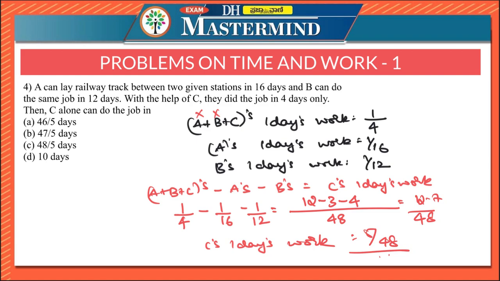So when C can perform 5 by 48 of work in 1 day, then C will take the reciprocal of this, that is 48 by 5 days, to complete the whole work, or to lay the railway track between two given stations in this case. Therefore, the right option over here is 48 by 5 days, option C.